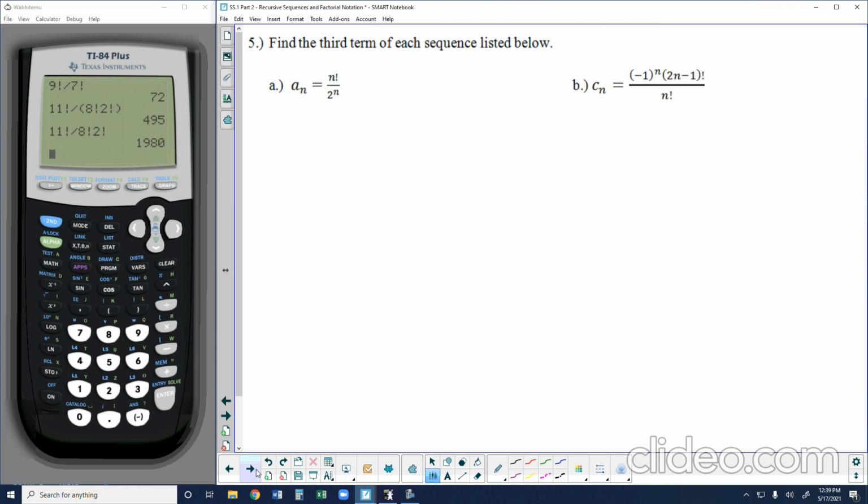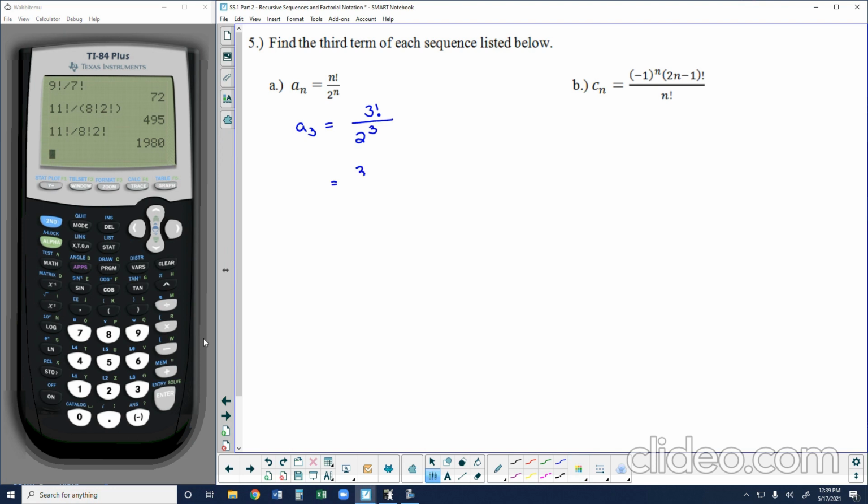Now, let's take a look at factorials in sequences. So in problem 5, it says find the third term of each of the sequences listed below. So let's do this by hand and then use the calculator. A sub n, if we want the third term, we're finding a sub 3. So I'm going to replace my n's with 3's. So 3 factorial over 2 to the third power. So a quick substitution there.